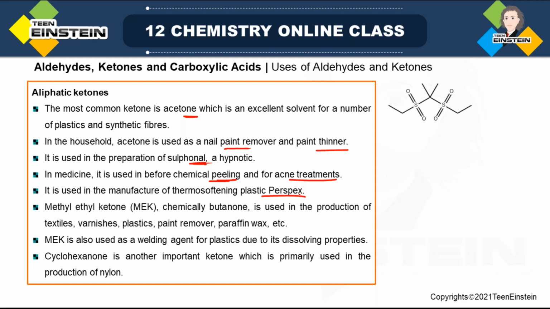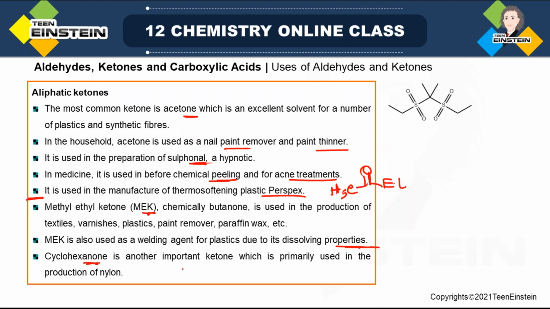Methyl ethyl ketone. Up to this we have seen acetone. Now methyl ethyl ketone, in short also known as MEK. Methyl ethyl ketone means methyl group on one side, then CO, then ethyl group on the other side. You can also call it butanone because it has 4 carbons. It is used in the production of textile varnishes, plastic, paint remover, paraffin wax, etc. So many different types of applications. It is also a welding agent for plastic due to its dissolving properties.